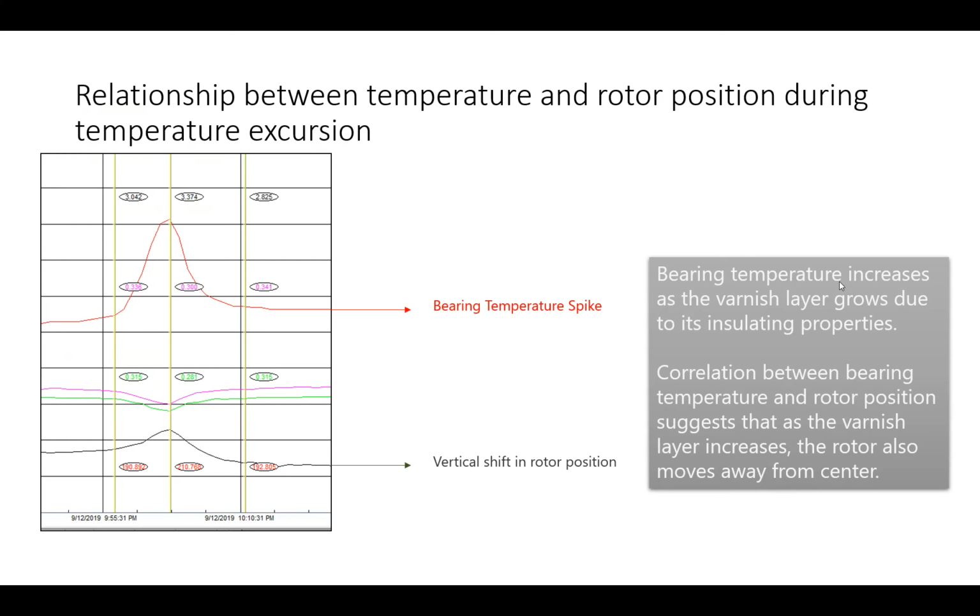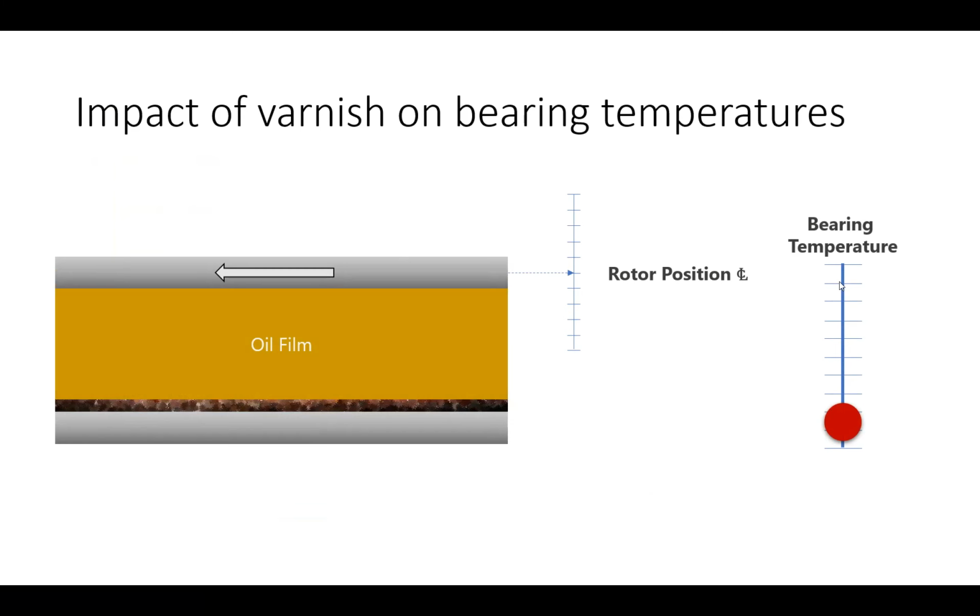On the red line, you can see the bearing temperature spike. Interestingly enough, when we correlate this bearing temperature with the rotor position, you can see that it is also moving slightly away from its center. And if we want to visualize it in a better way, here on the upper side we have the rotor position, and we will try to show you the bearing temperature correlation. The brown is the oil film, the dark brown is the varnish, and there you have your bearing.